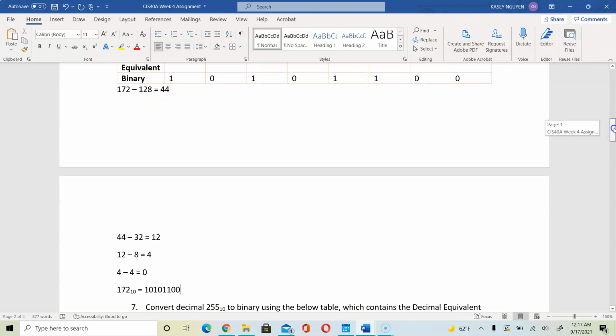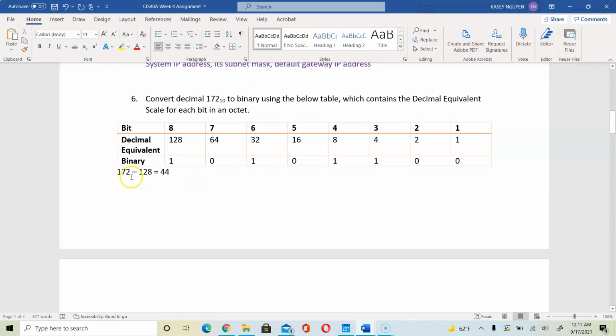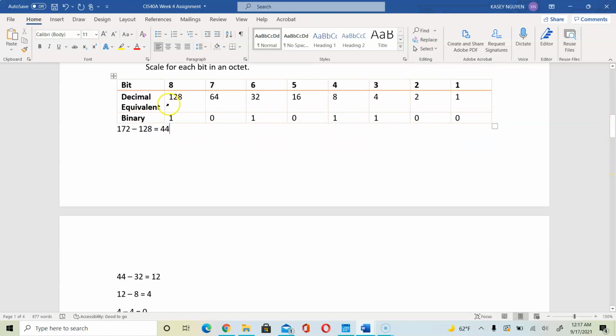So this is the subtraction method. You would start out with taking the decimal value using the decimal equivalent scale. You subtract the largest number on that scale. Your remainder is going to then, as you subtract it, you would put a 1 at that position of the bit. Then you would take the remainder and you keep subtracting the next number.